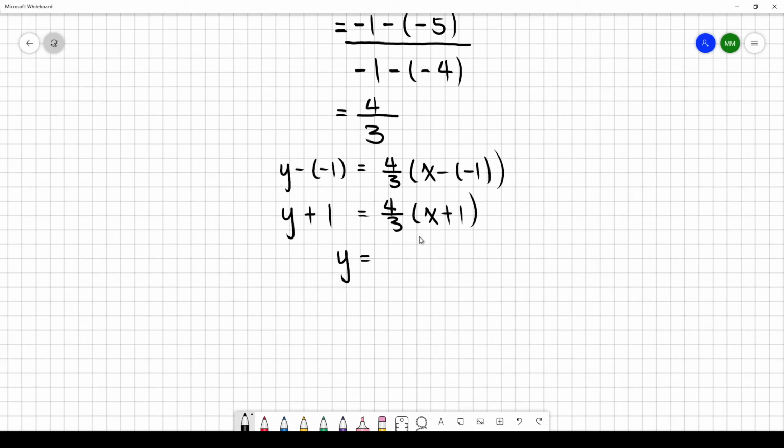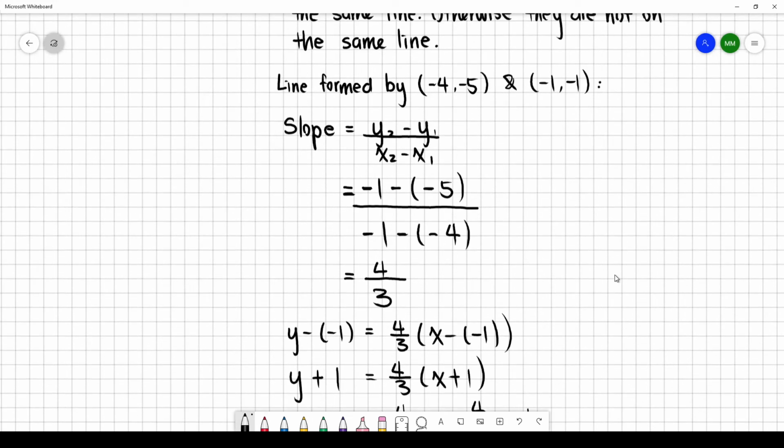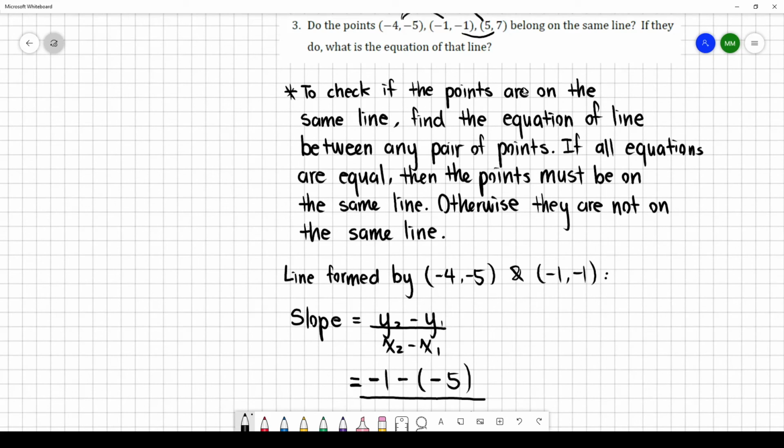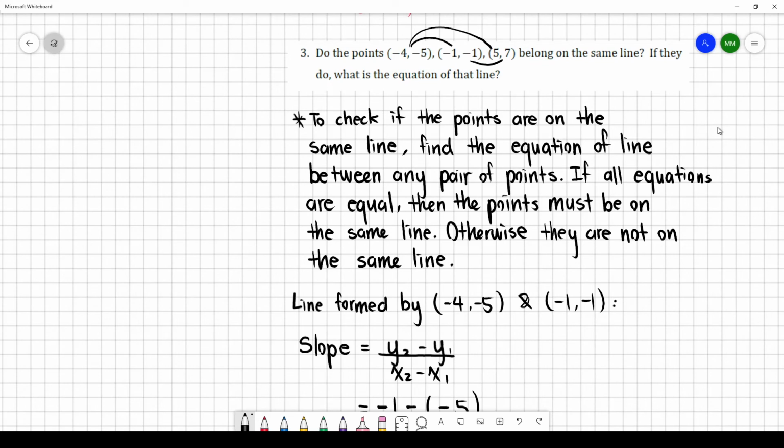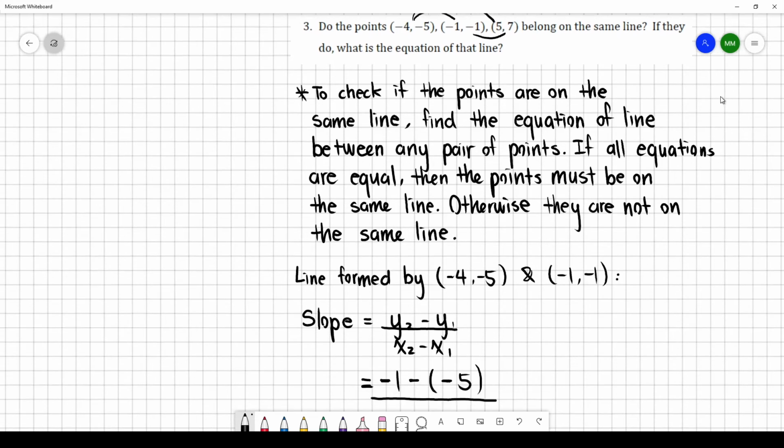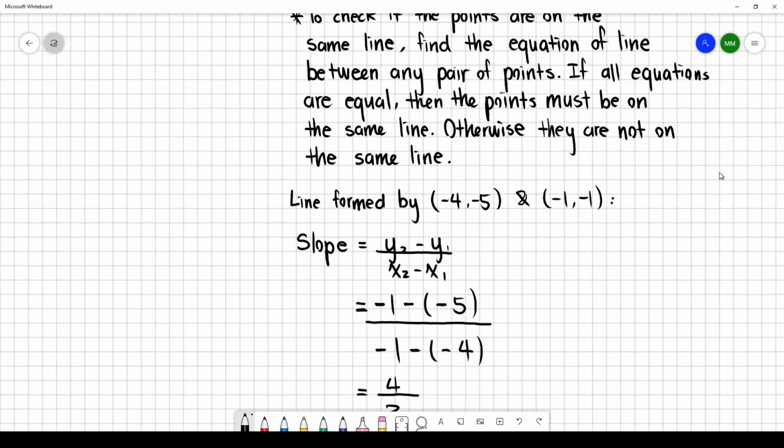So I minus 1 on both sides, and I expand the right side. So 4 over 3x plus 4 over 3 minus 1. And I get y is equal to 4 over 3x plus 1 over 3. Now, let's find another pair of points. Let's use -1, -1, and 5 and 7. Yeah, we can use that.